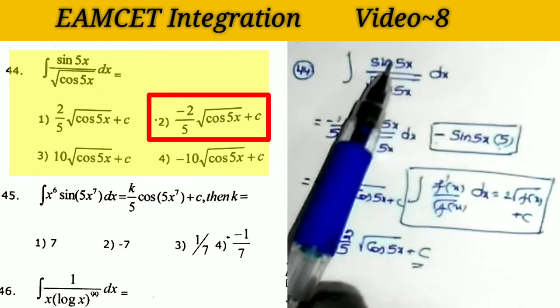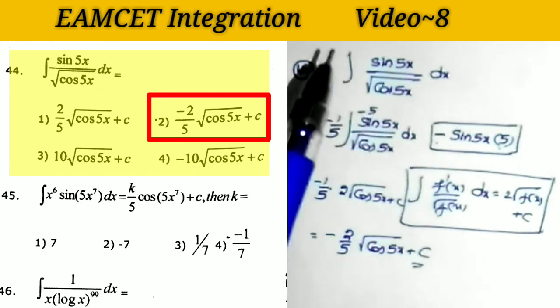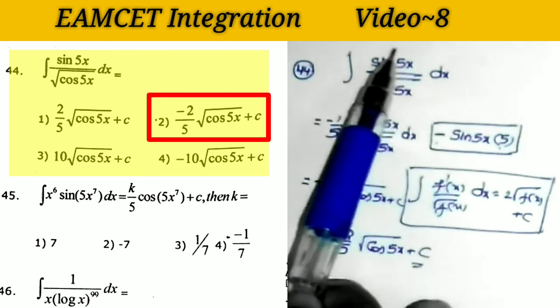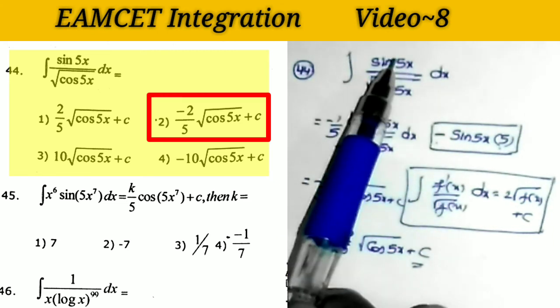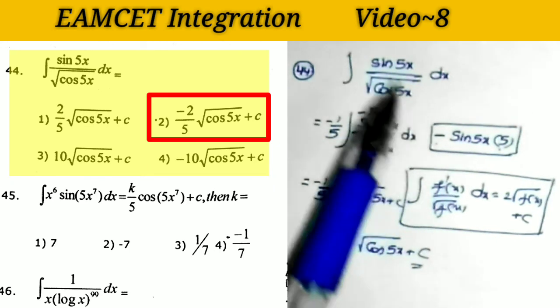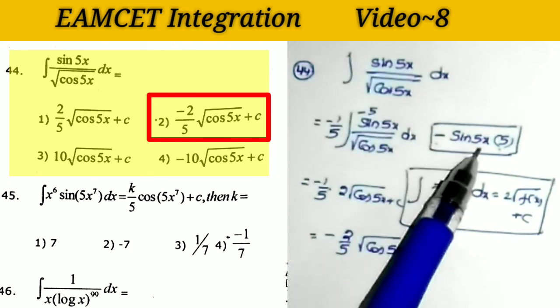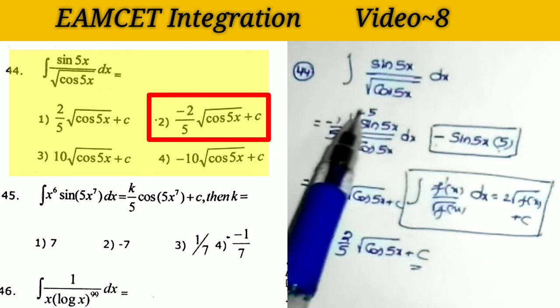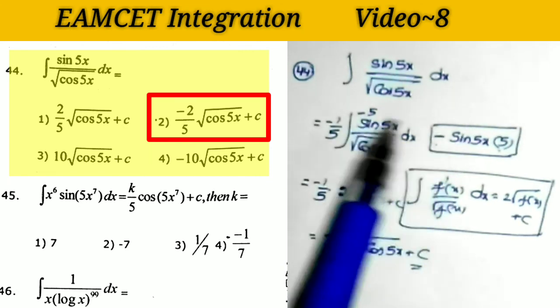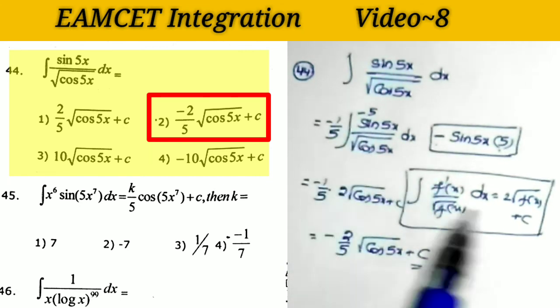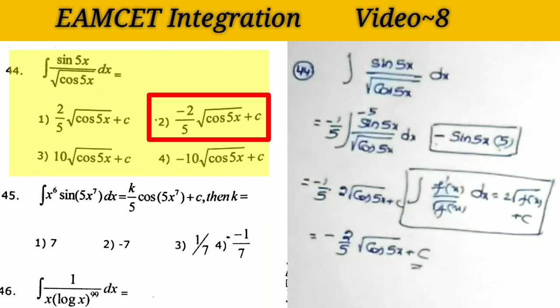Just check the relation between the numerator and denominator. Clearly here we have some part of the derivative of the denominator in the numerator. Actually here one constant is missing in the derivative. So first we have to apply that constant to the numerator to form the derivative. After that, apply the formula. That's all. Very easy question.